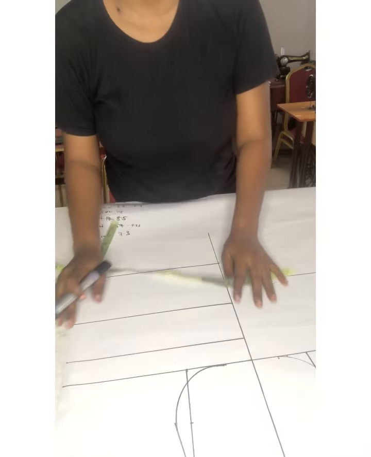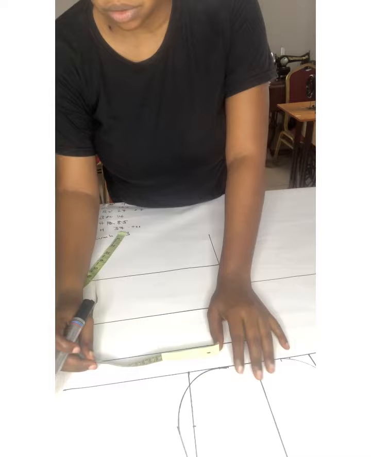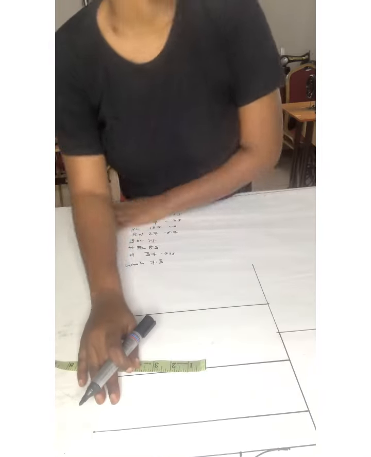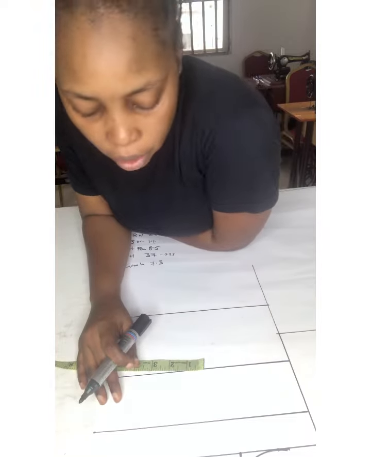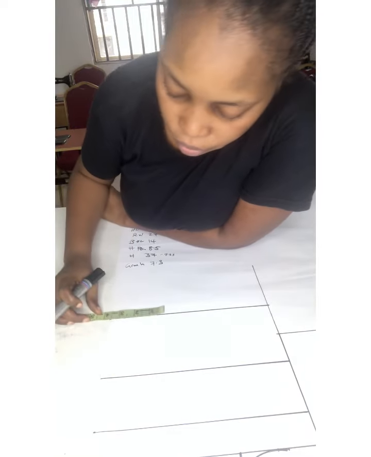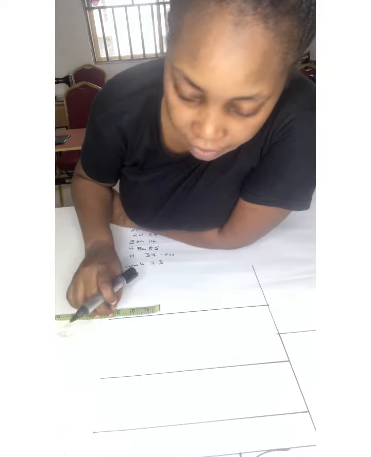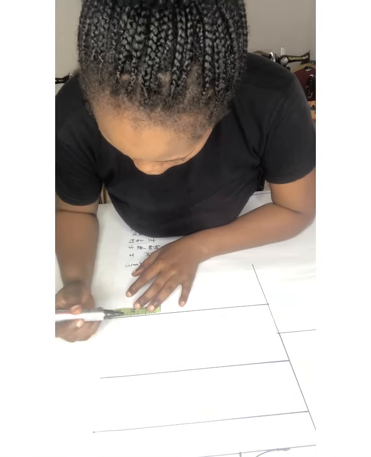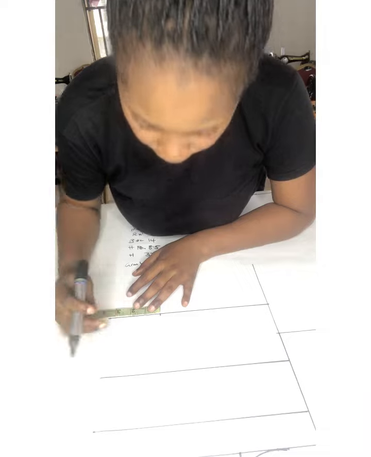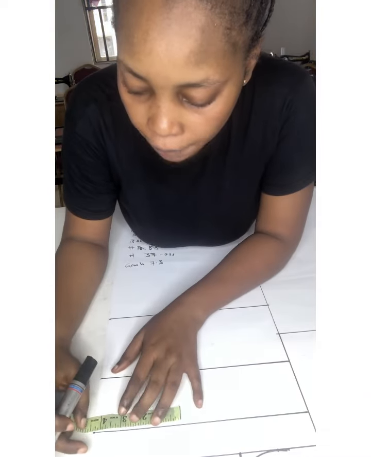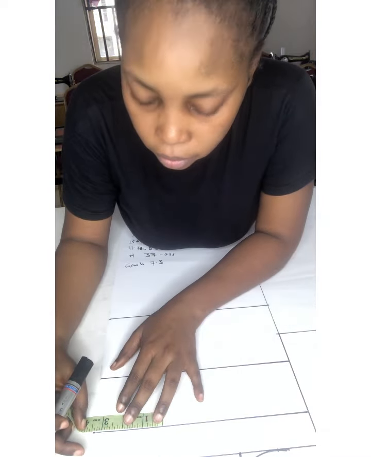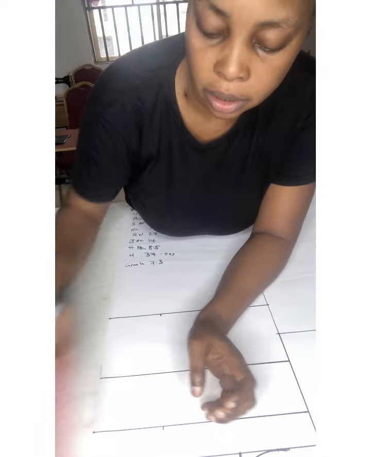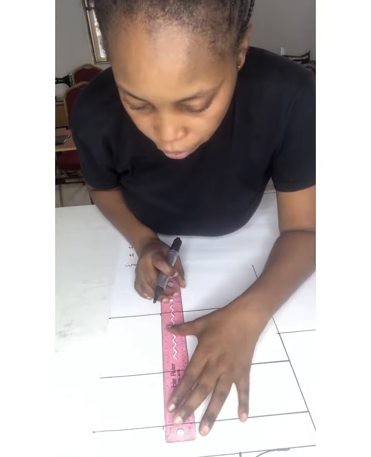So now we'll be needing our bust apart divided by 2. The bust apart I'm working with is 7 inches. I'll be dividing by 2, which will give me 3.5. So I'll be putting this 3.5 on the waist and on our bust point. Now I'll connect this with a straight rule.